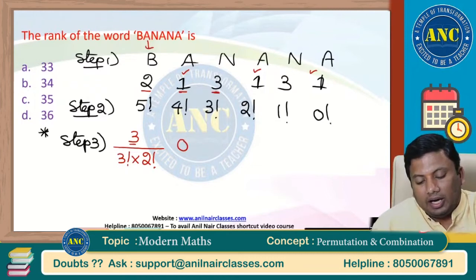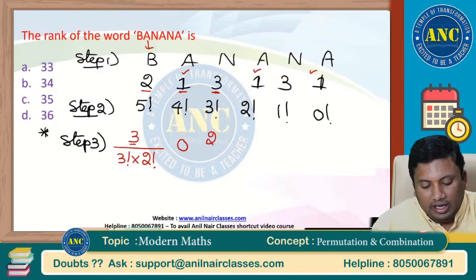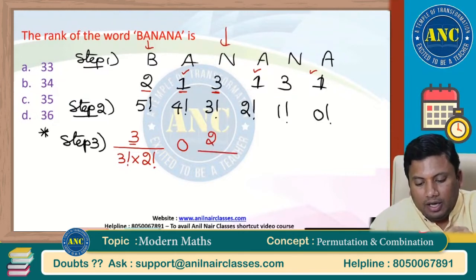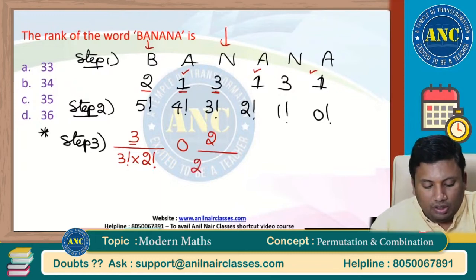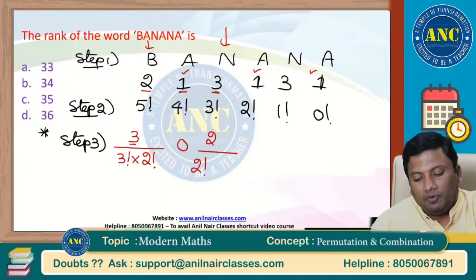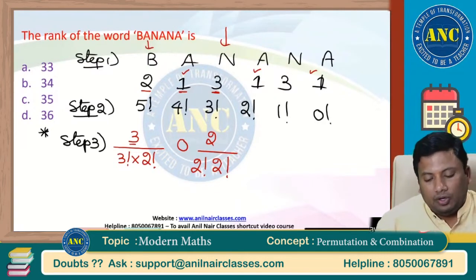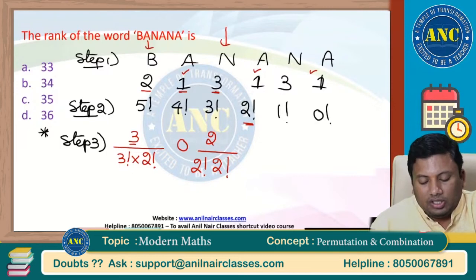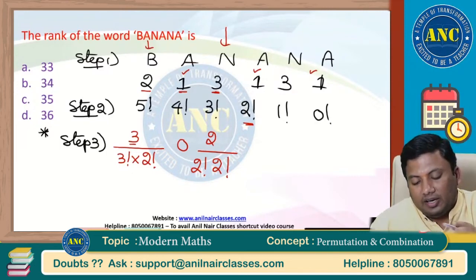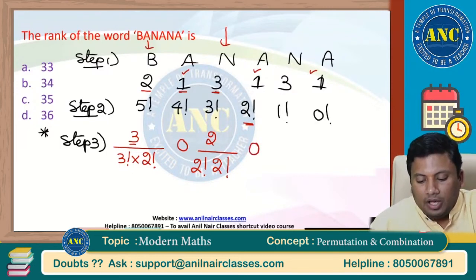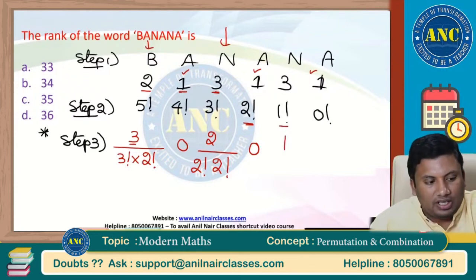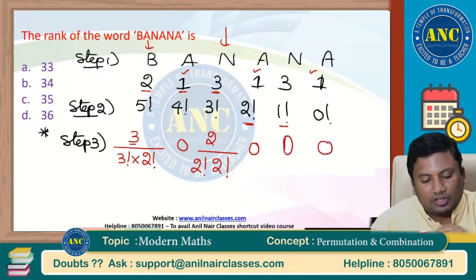Go to the 3 factorial. How many are to the right side of 3 which are less than 3? 1 and 1, it is 2. Including that number, how many 3s are repeated? 2 times. How many 1s are repeated? 2 times. So 2 by 2 factorial, 2 factorial. Next go to this one. How many are to the right side which are less than 1? 0. How many are to the right side of 3 which are less than 3? Here also it is 0.